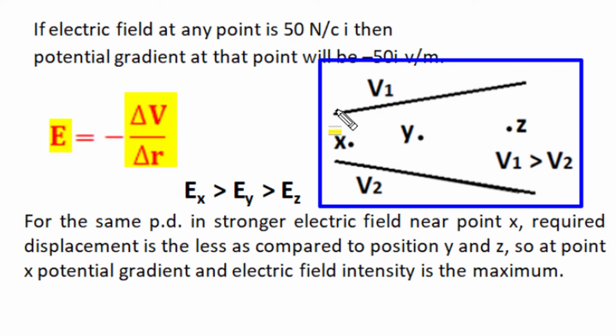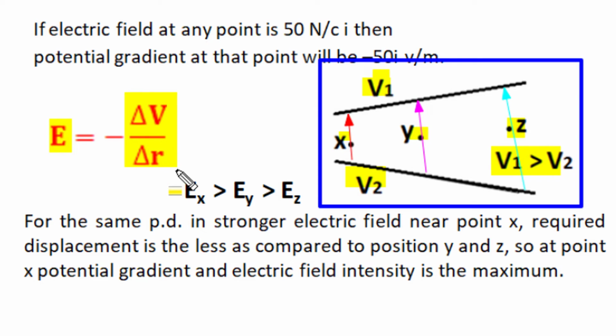We have given two potential lines V1 and V2. V1 is at higher potential than V2. In the electric field between these two different potentials, we have three different positions X, Y, Z, where we have to find out electric field intensities between the two potential lines V2 and V1. At X this red displacement, at Y this magenta displacement, at Z this cyan displacement got identical potential variation, but at X the amount of displacement for the same potential difference is least.